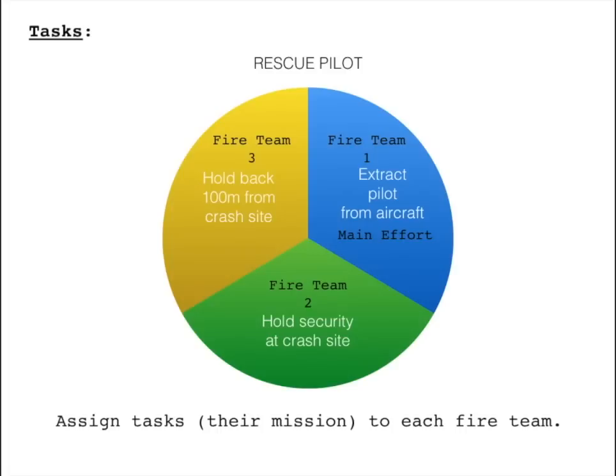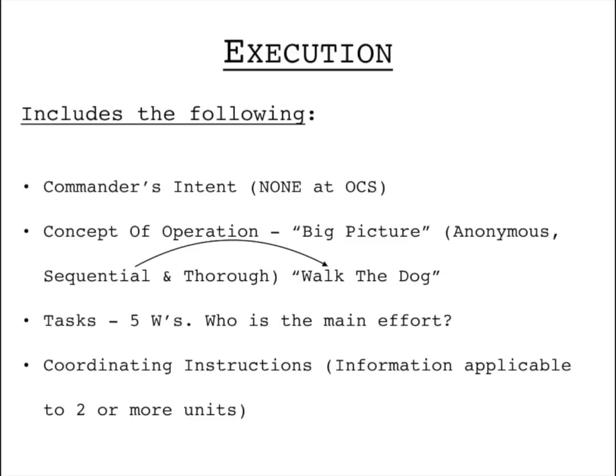Notice that I said 100 meters from the crash site and then 100 meters north of the crash site. Well, that's because I have to say what he is doing. So you will hold back 100 meters from the crash site is what you're doing, and then the location is 100 meters north of the crash site. It may have sounded repetitive, but it was on purpose. Now let's move on to coordinating instructions.